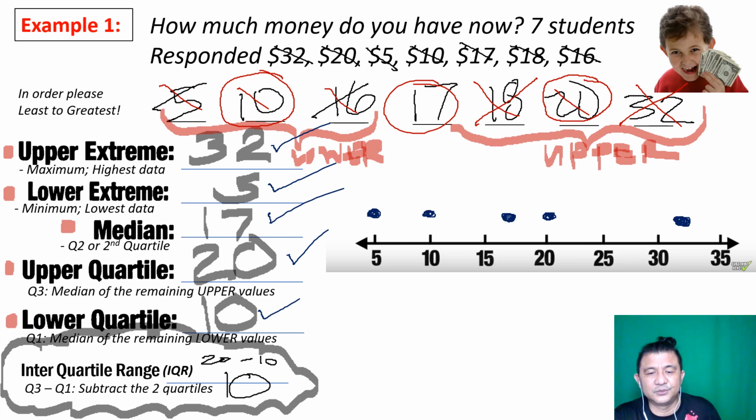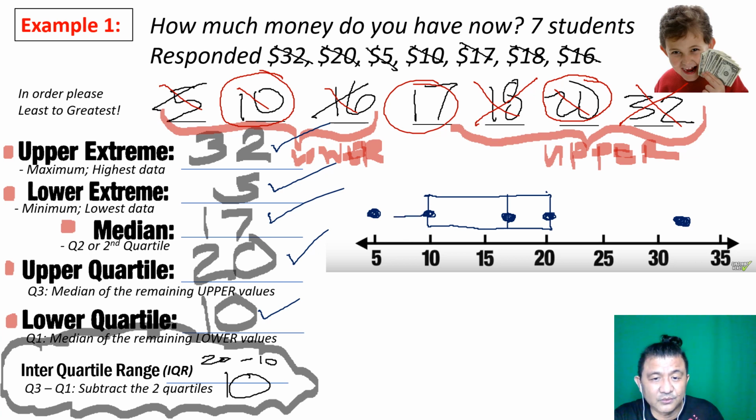Okay, guess what? This is what you're going to do. You're going to connect and make a box from your lower quartile. The box will continue up to the upper quartile. That's the box. And then between that, there's a median. So that's the box. All you need now is the whisker.